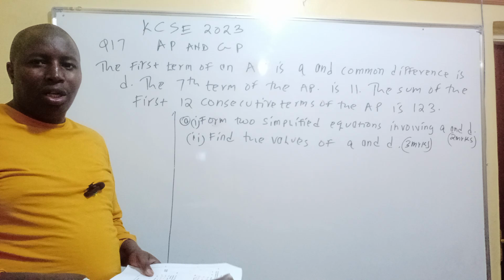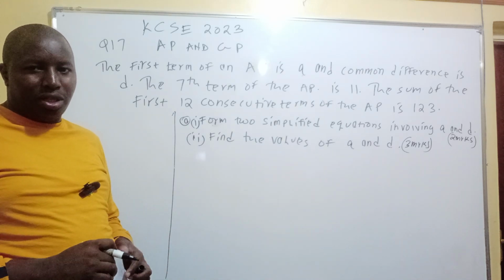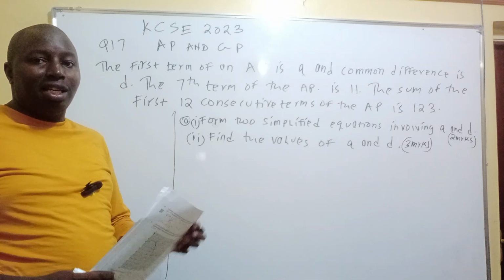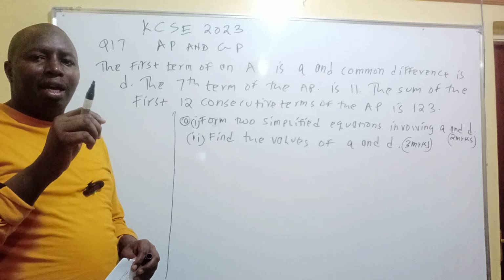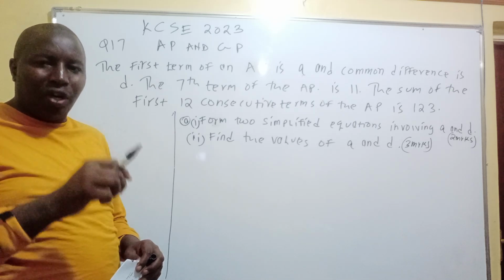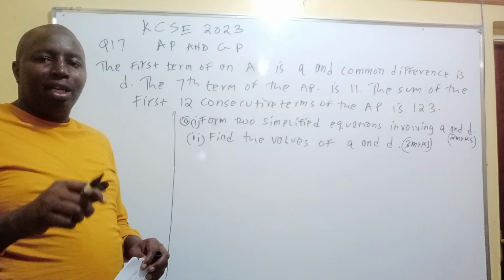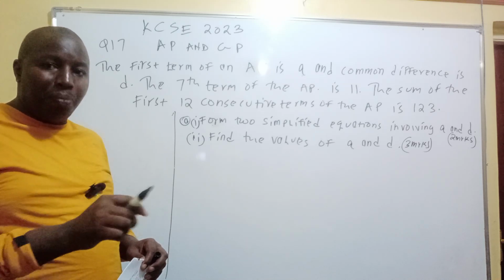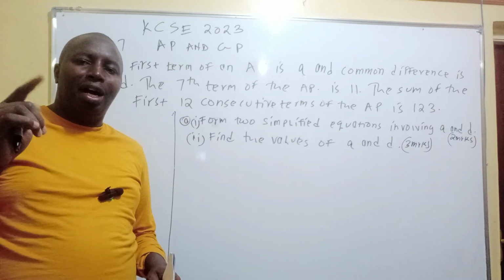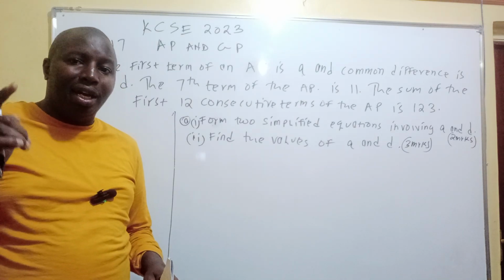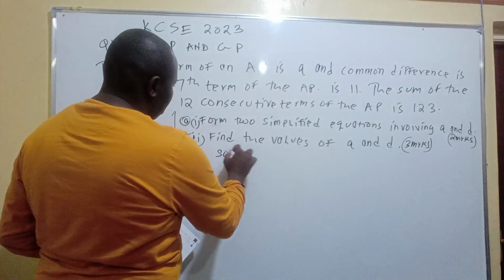In this kind of question, the examiner is testing two things. One, he is testing whether the student knows how to use the nth term of an AP, and he is also testing if a student knows how to apply the formula of the sum of an AP. So this question is testing the nth term and the sum of an AP. Let's see the solution to this question.